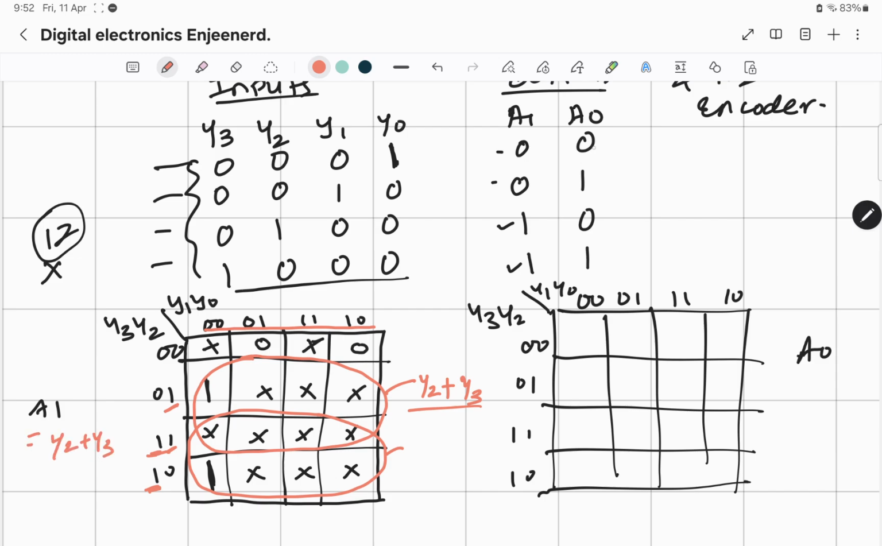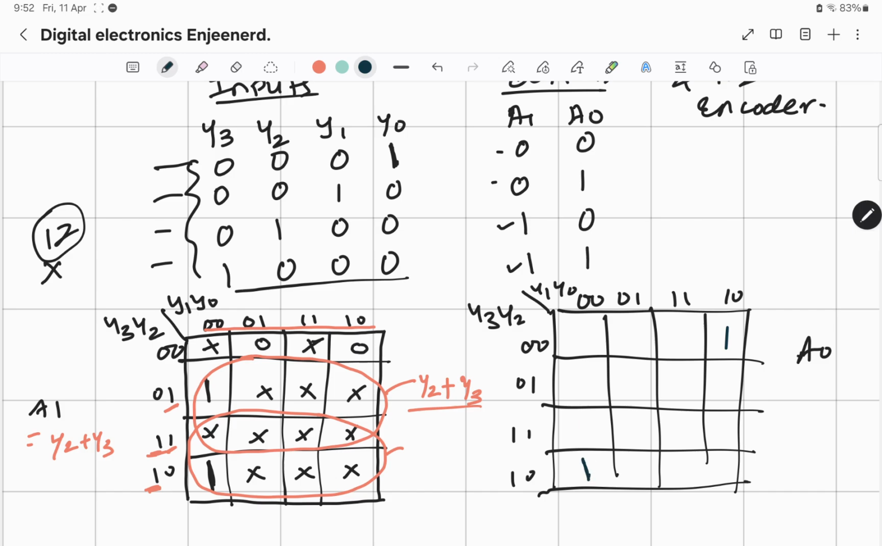Similarly, if you solve for a0 here, let us do that also quickly. A0 is 1 where you have y3 y2 0 0 and y1 y0 is 1 0. So 0 0 and 1 0, so this is my 1. And the last combination is y1 y0 is 0 0, which is the first column, and y3 y2 is 1 0, which is here. So this is 1.